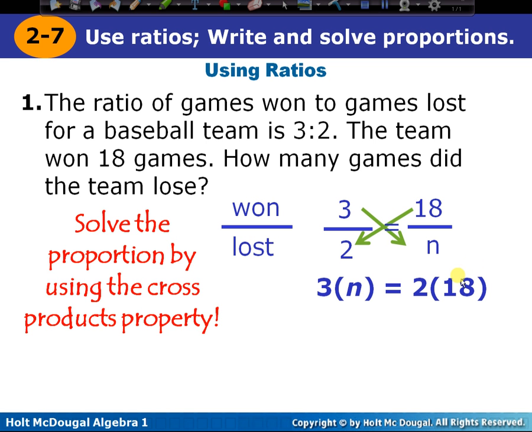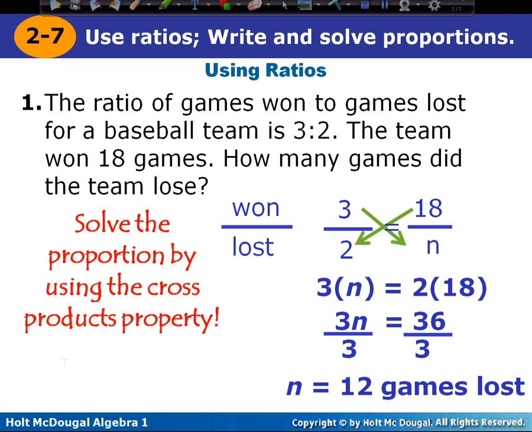Now with the 2 and the 18, it doesn't matter which one is in the parentheses and which one is not. But over here with the n, anytime you have a variable or a letter, you need to make sure that is what is inside your parentheses. So we're going to go ahead and multiply. 3 times n is 3n, and 2 times 18 is 36. Then we're going to move the 3 and leave the n, so we're going to divide both sides by 3. And n equals 12 games.